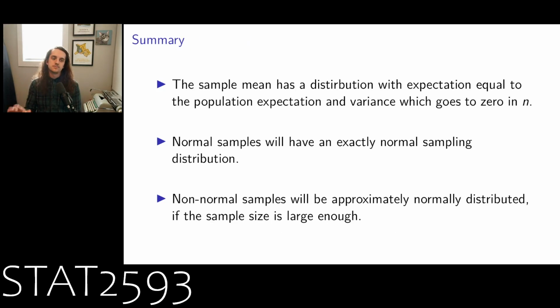So, in summary, the sample mean has a distribution with expectation equal to the underlying distribution's expectation, and its variance is going to 0 in n. So we're going to become centered right on the true mean. Normal samples will have exactly normal sampling distributions. And if you have a non-normal sample, it's going to be approximately normally distributed once you take a large enough sample size. Now, the question might be, what is a large enough sample size? We'll talk a little bit about this throughout the course. I don't think there's a great set value to look at. The idea is essentially, if you're taking enough people, you can start to use this result.